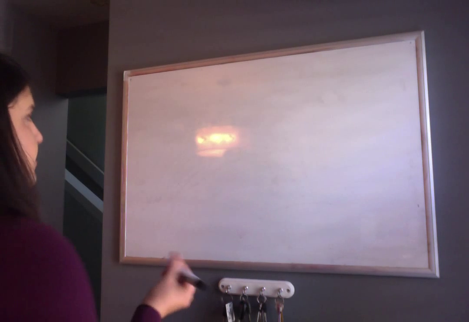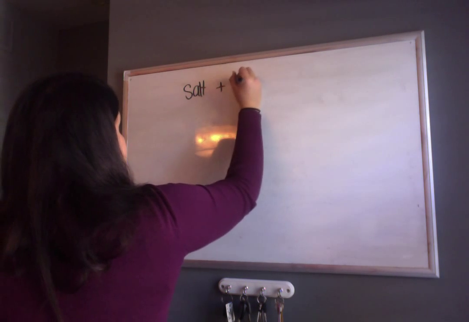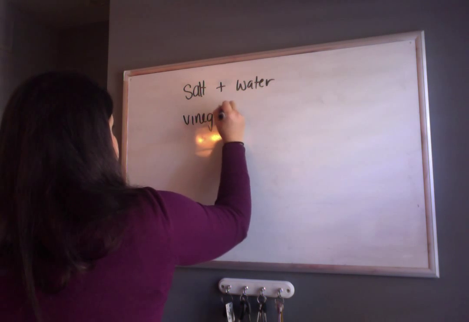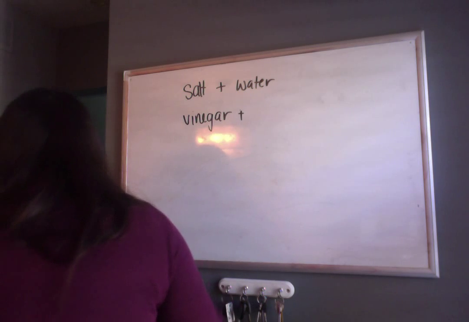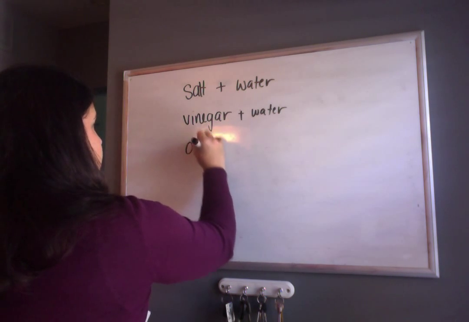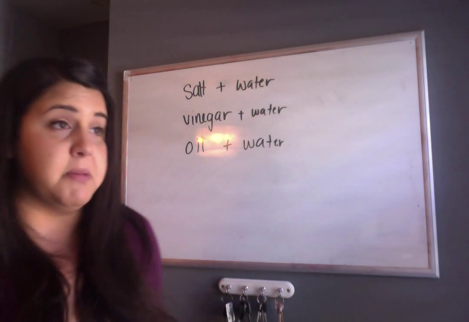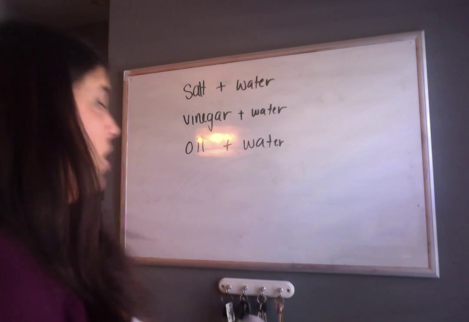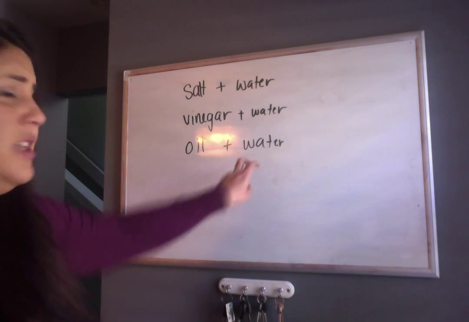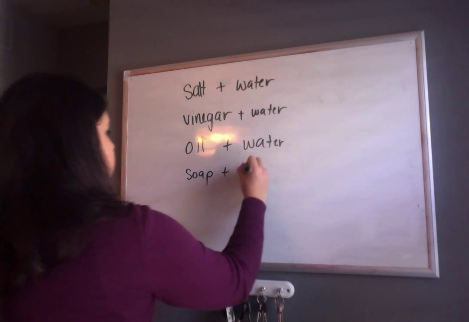So I'll give some examples. Let's do salt and water, vinegar and water, and what about oil and water? Now, you have all these substances at home, so if you're watching this at home, you could potentially do all these and try it yourself right now. So, salt and water, see if they mix nicely. Vinegar and water, oil and water. What about soap and water?